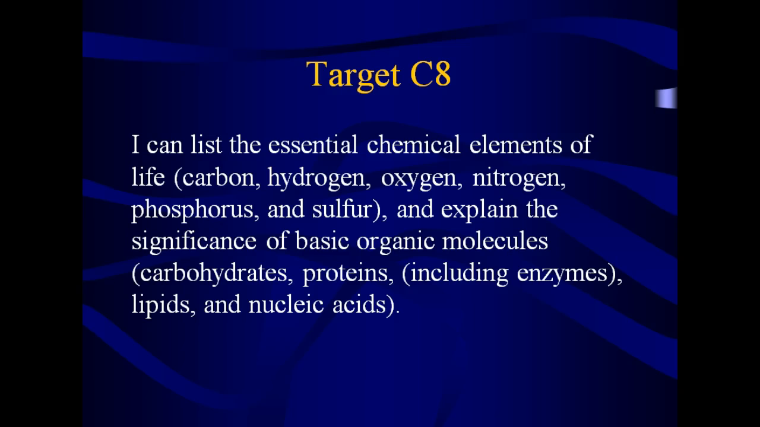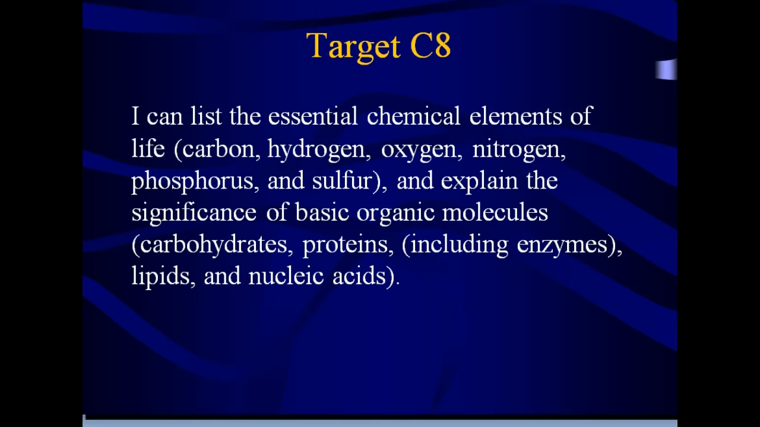So target C8 says that you should be able to list the essential chemical elements of life, and those are those CHNOPS elements: carbon, hydrogen, nitrogen, oxygen, phosphorus, and sulfur. Of course, it doesn't matter what order you remember those in. And then explain the significance of basic organic molecules: carbohydrates, proteins, lipids, and nucleic acids. An organic molecule, organic refers to living things. So these are the basic molecules that are found in all living things.